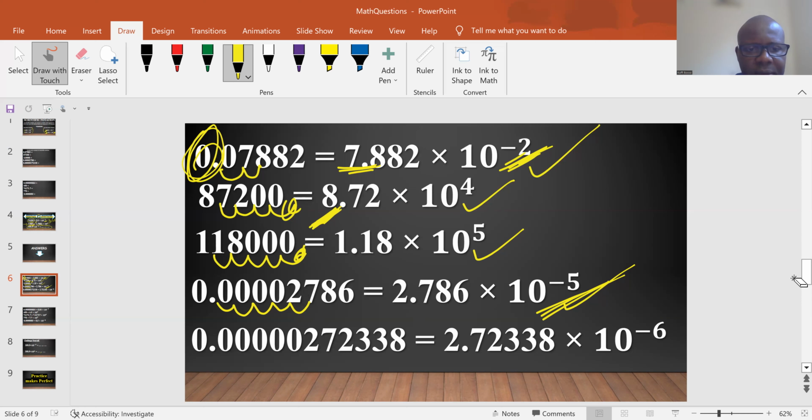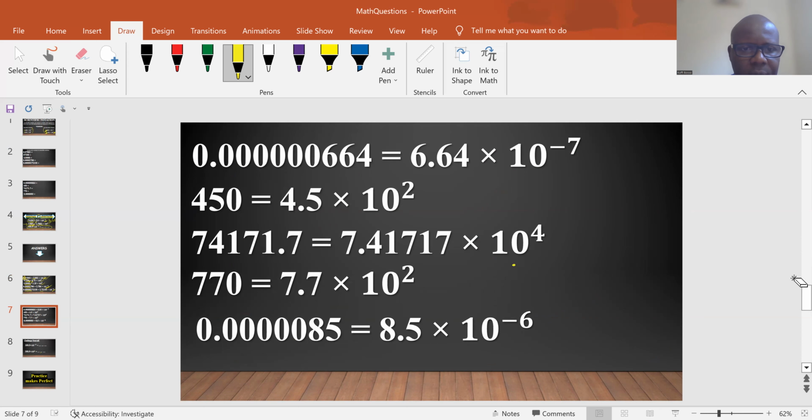Okay, the last one here, you're going to move the decimal 6 units, 1, 2, 3, 4, 5, 6 units right. Right means down, so we have down 6, which is the same as 10 to the -6. So you have 2.72338 times 10 to the -6. You'll see that the rest are the same concept. You move right, power goes down. You move left, power goes up.